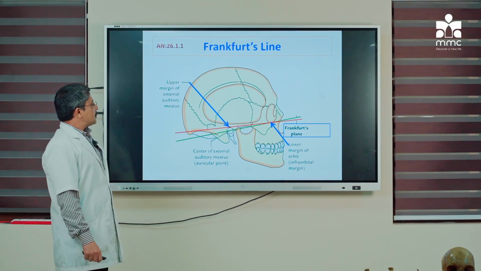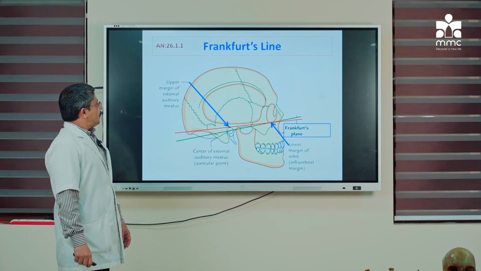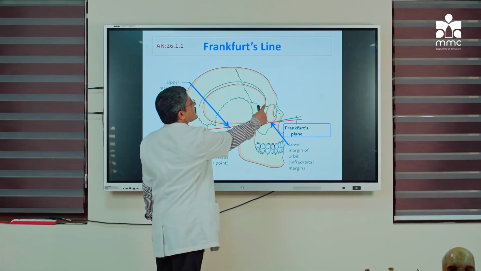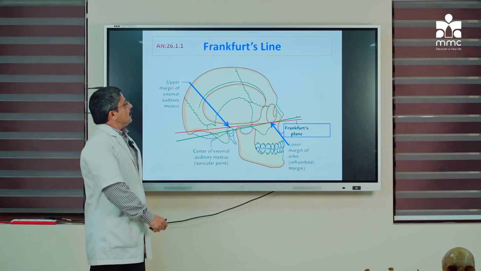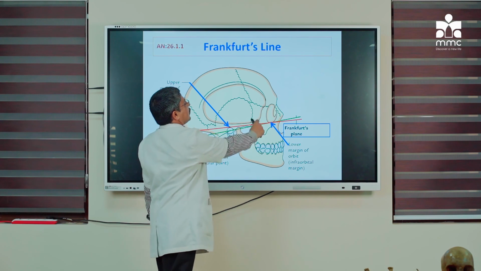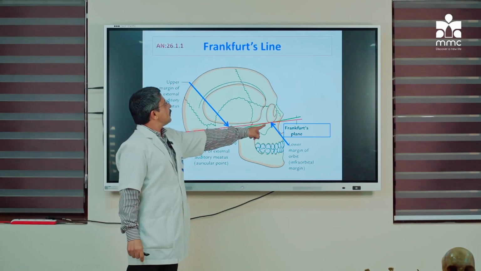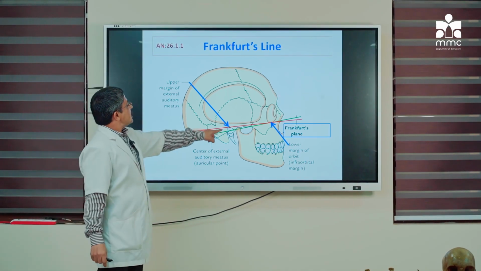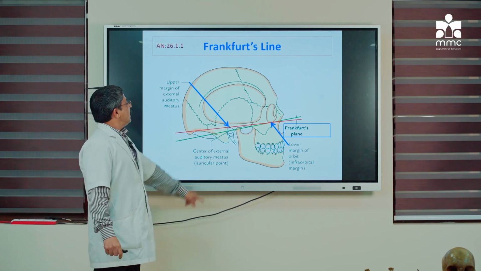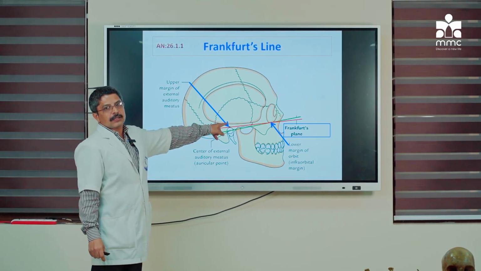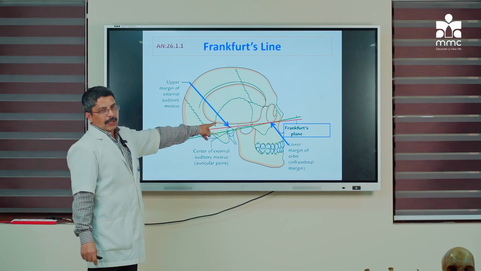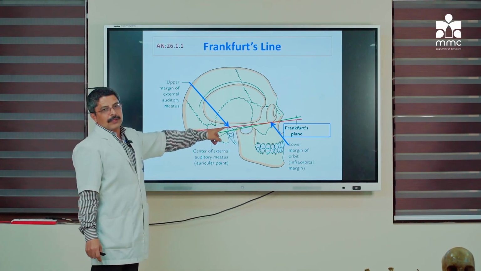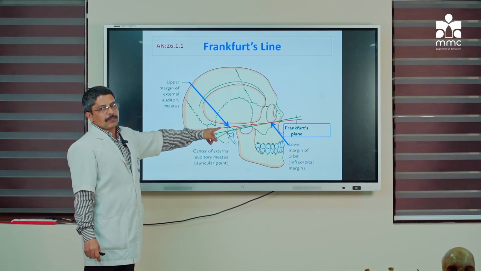Let us see this picture. Here we can make out these lines. This is the orbit. Here we can see the infraorbital margin. That is the first point we have to recognize. The second point is the external acoustic meatus, the superior border of the external acoustic meatus. So for these two points, point A is the lower border of the orbit, and point B is the superior border of the external acoustic meatus.